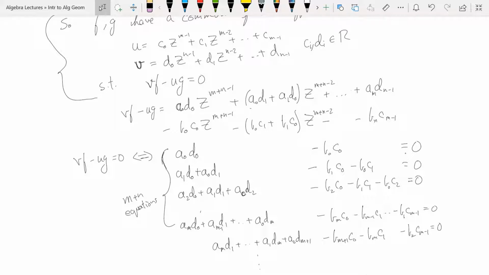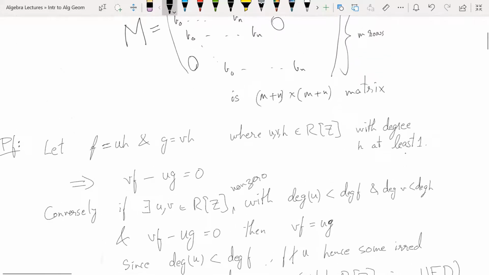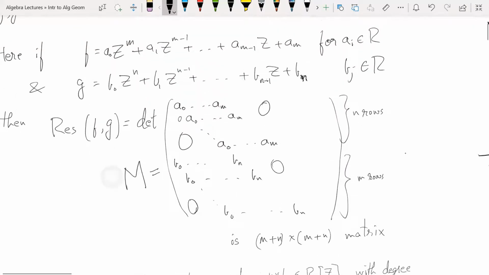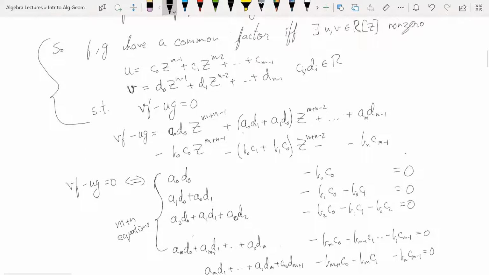So let's look at V times. So V is D0 Z power n minus 1, D1 Z power n minus 2, up to Dn minus 1. Yeah. And F was, sorry, where was F? F was here: A0 Z power m, A1 Z power m minus 1, up to Am minus 1 Z plus Am. Yeah. So we are multiplying U times F, V times F and U times G.